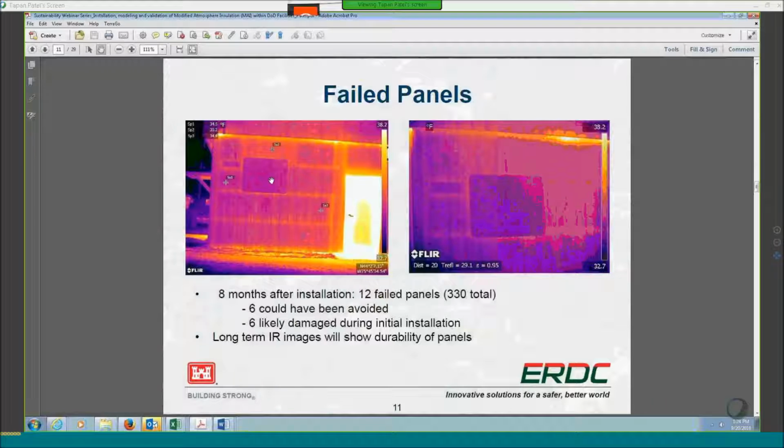Again, it wasn't a terrible loss on this facility, at least. We had a total of 6 panels that were damaged from these signs. There were an additional 6 panels that we found later on that we may have inadvertently damaged during the installation. And so that 8 months after our installation, we've got about 12 total panels that have failed. And that's out of 330, so it's not a bad percentage. We're looking at about 3 or 4 percentage points that have failed, which is about what we're expecting and really hoping for less than that.